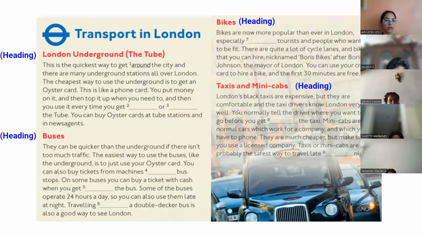Topic, transport in London. Heading number 1, London Underground. Okay, this place has a nickname, remember? The reading about these friends? Okay, the 2. The next heading, buses. Heading number 3, bikes. And heading number 4, taxis and minicabs. Take your time, read it, and place the corresponding preposition.